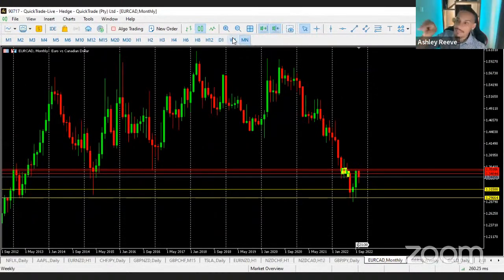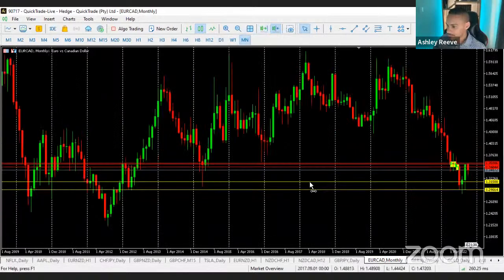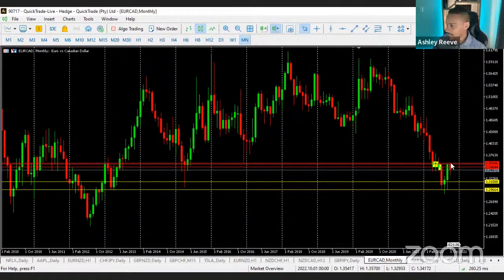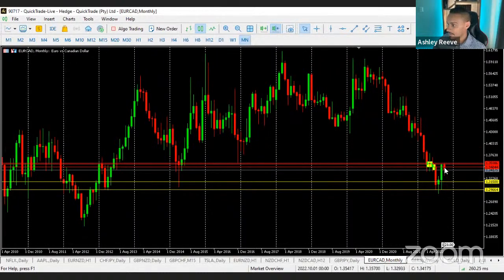Remember, a weekly level is more important than a daily. Don't forget the order of things. Monthly is more important than weekly. Weekly is more important than daily. All right, so if we go back here, look at this. We are currently above this pivot point here. So there are some buyers in the market at this point in time.